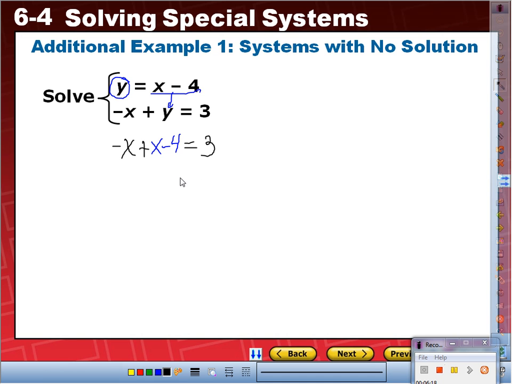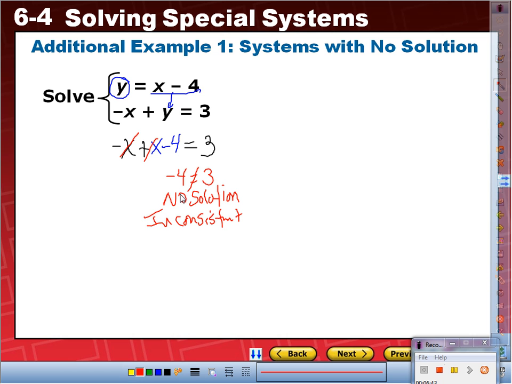From there, next step is to do what? Combine like terms. What is negative x and x? 0. These cancel, it's a 0 pair. What do we have left? Negative 4 equals 3. Is this true? Therefore, no solution. What kind of system is this? Inconsistent.